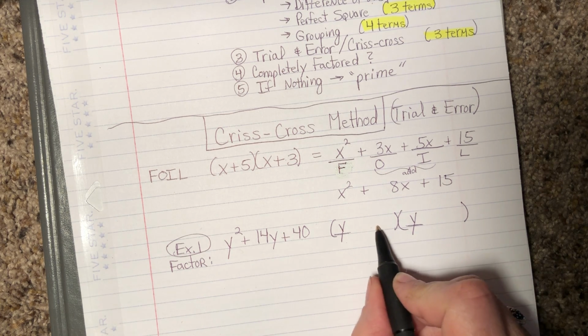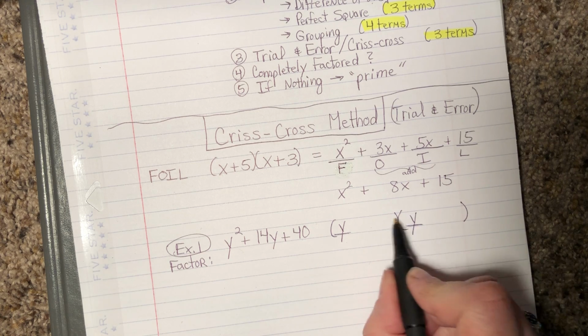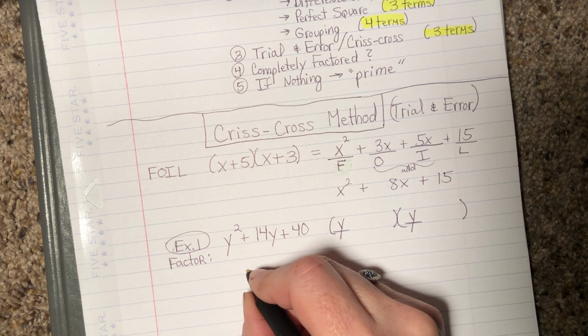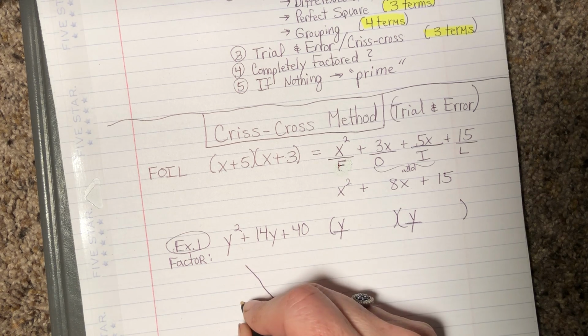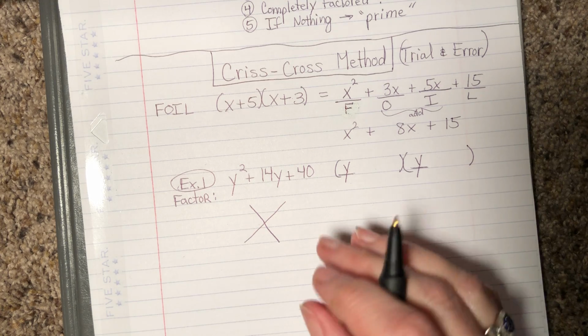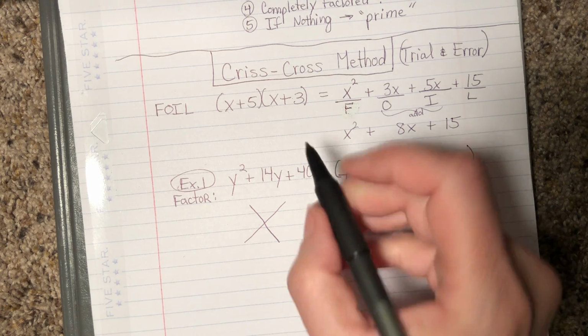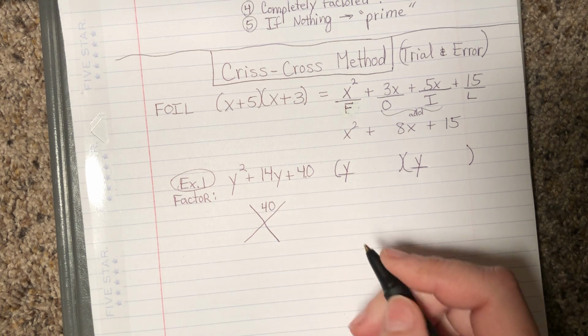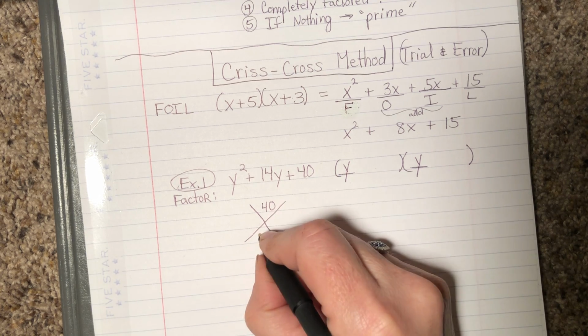Now, the tricky part is figuring out what goes here. So this is where the little Criss-cross comes in. Going to make an X, and I think, Jason, you've used this method before, so this should be a little familiar to you. Put the last number in the top, and put the middle number in the bottom.